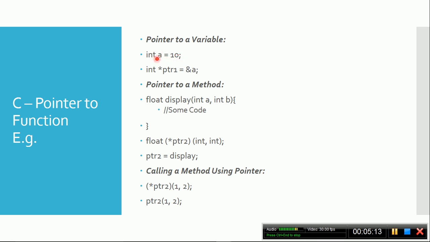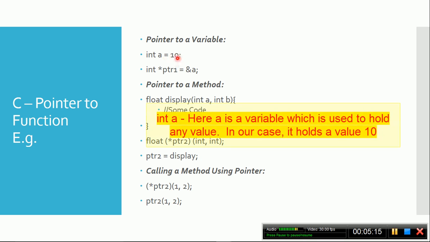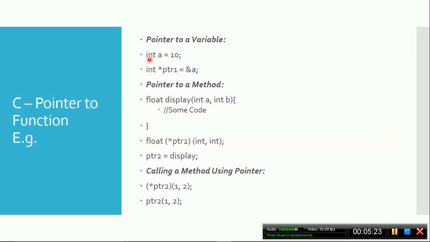10, so here a is a variable which holds the value 10. So if you want to store the address of a, what you will do is create a pointer of the type integer, because you want to store the address of a variable of type int. Then you will store the address of this variable in this pointer. So now ptr1 will hold the address of this a. It will reside somewhere in the memory.